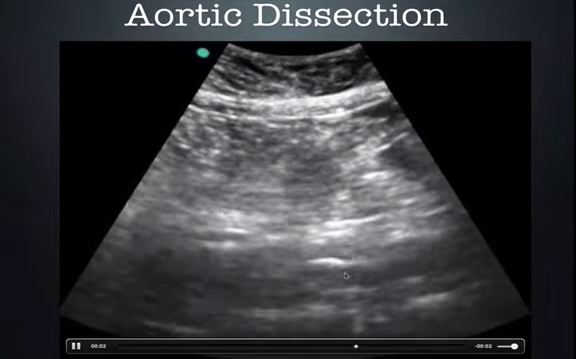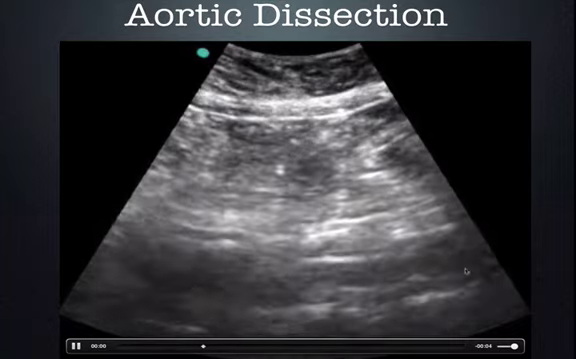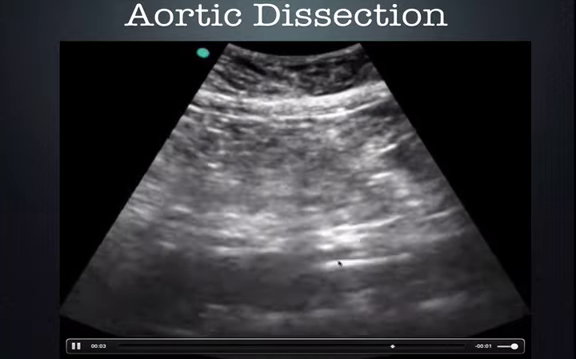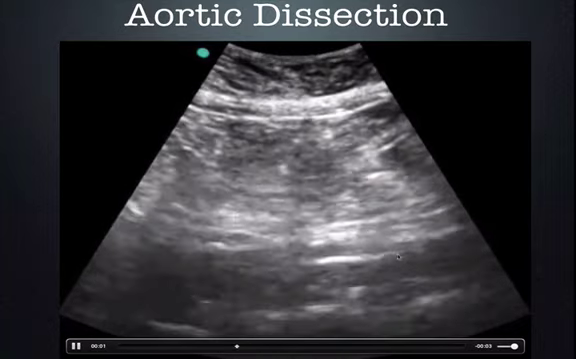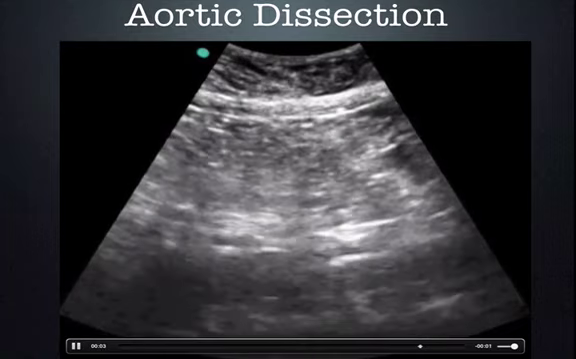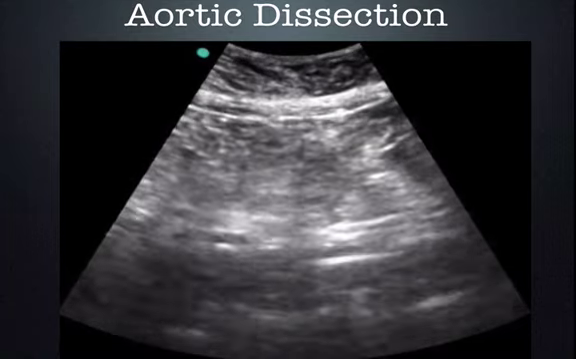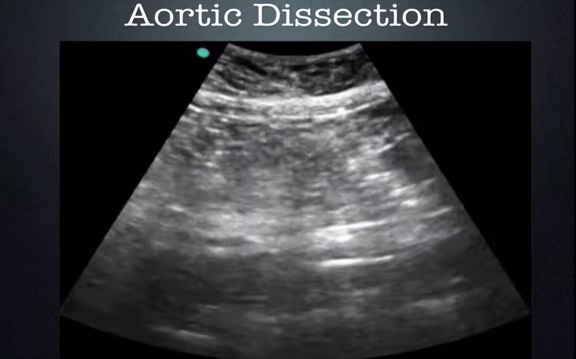Here's another case. This is an aorta in long axis, and you can see an intimal flap right here, oscillating as the blood is flowing by. This is again consistent with aortic dissection.